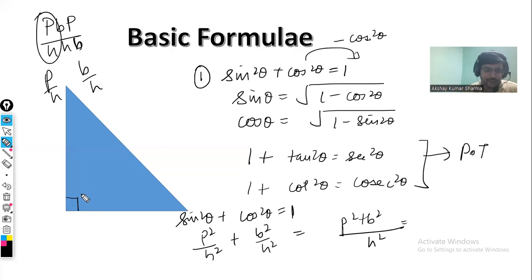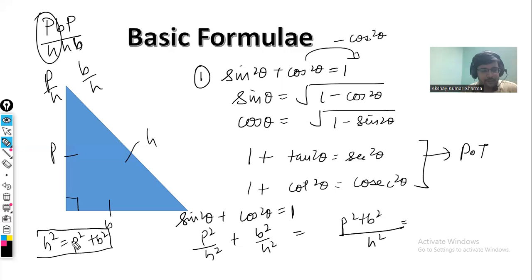If this is a triangle, and this is the hypotenuse, this is the perpendicular, this is the base, then we can see that h squared equals p squared plus b squared. Where has this come from, guys? This has come from the Pythagoras theorem. So instead of p squared plus b squared, we can clearly write h squared. We have h squared on the top and h squared on the bottom, which cancel, so we get one. So our supposition is correct: sine squared theta plus cos squared theta is nothing but one. Did you get that? In the same way, try to prove these two formulas. That is part of your homework, guys.